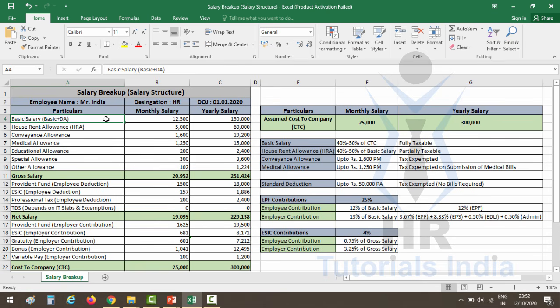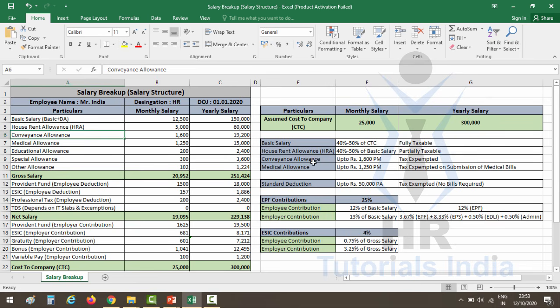Each component has its own contributions. Most companies follow a basic salary of 40 to 50% of CTC, which is fully taxable. When it comes to HRA, house rent allowance, it differs from company to company. HRA is calculated on the basis of metropolitan and non-metropolitan cities. So 50% is for metropolitan cities and 40% is for non-metropolitan cities. And HRA is partially taxable.